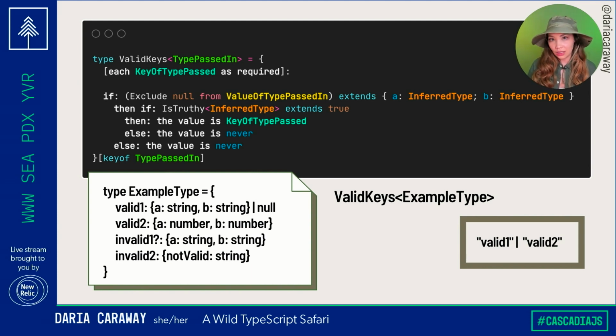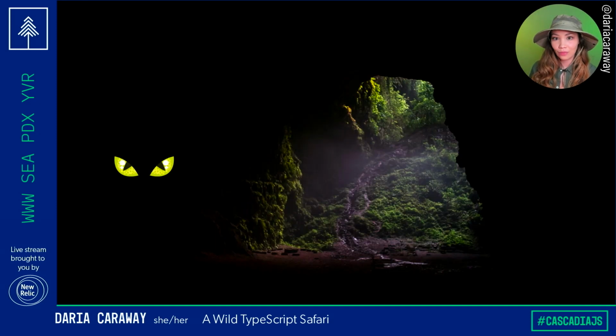Invalid2 is not valid because it doesn't successfully extend that object structure. So we're left with just the union of the keys valid1 and valid2.